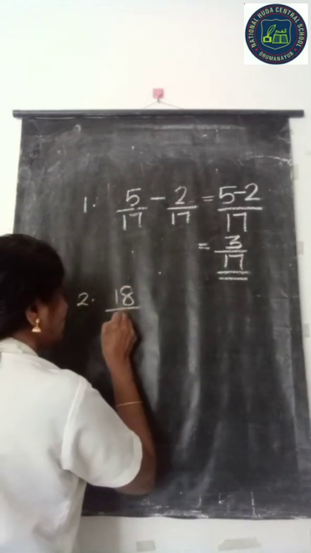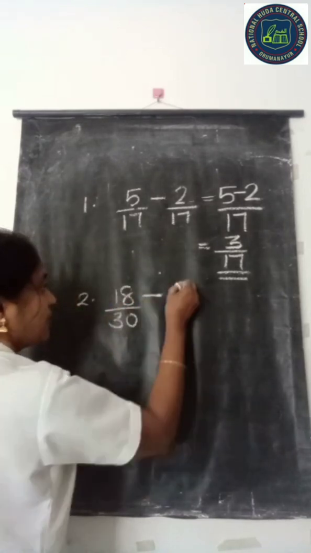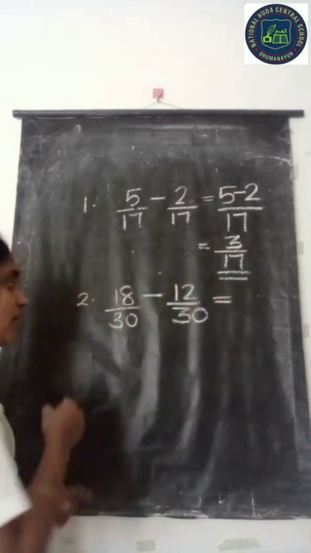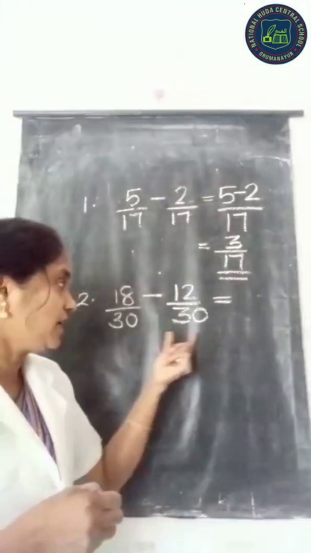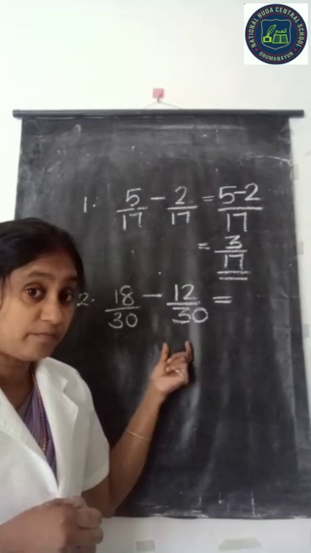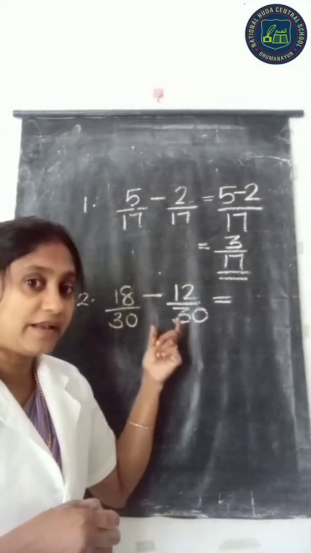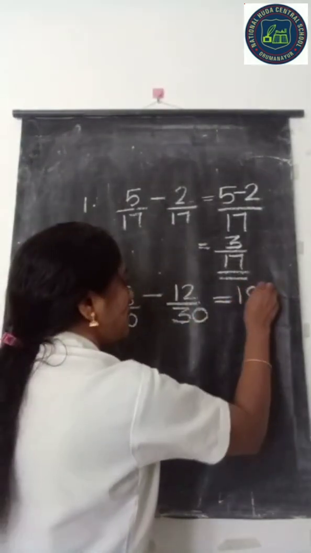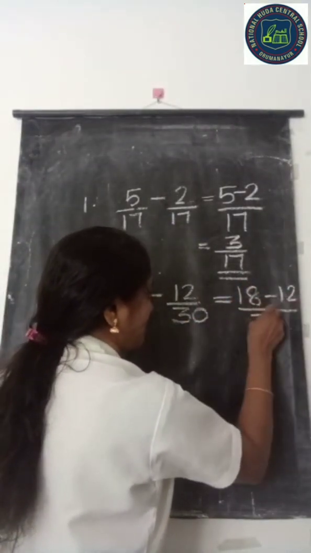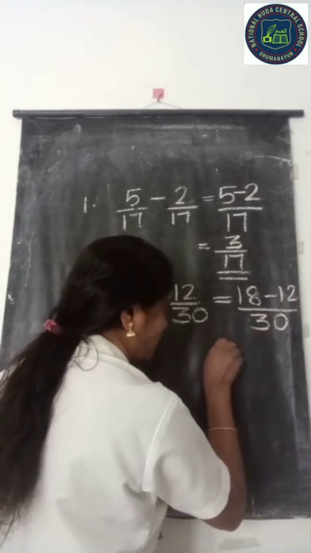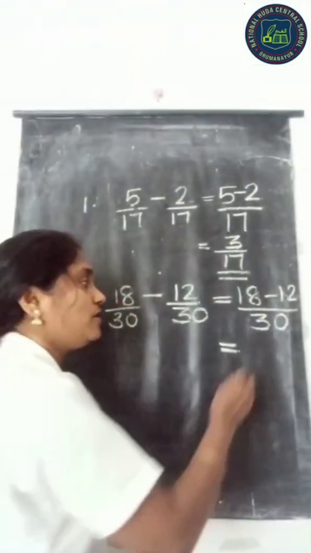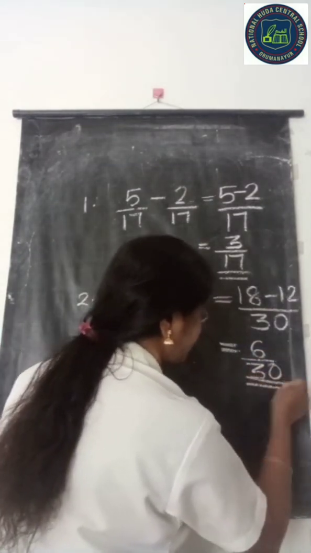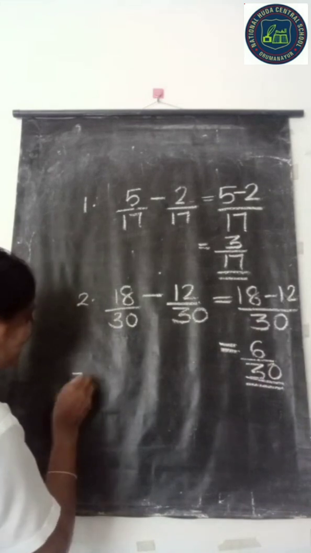18 by 30 minus 12 by 30 is equal to, here the denominator is 30, here also the denominator is 30. That means these two fractions are like fractions. So we can subtract the numerators, that is 18 minus 12 divided by 30. That's equal to 18 minus 12 is equal to 6 by 30. One more problem.